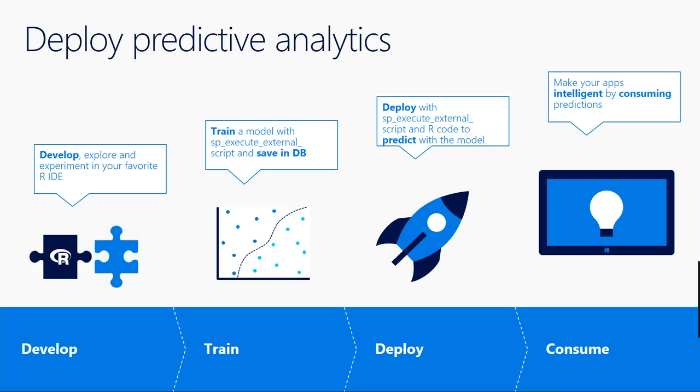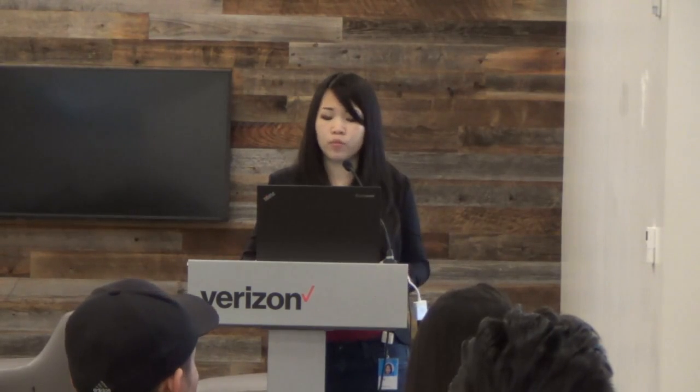Once you train the model, you can save that model inside SQL Server and then execute it using sp_execute_external_script. That's a new stored procedure available in SQL Server 2016 today. Then you can deploy the code with the prediction model and use sp_execute_external_script again to do the prediction. Once that's done, the application can just call that stored procedure like you would normally call a T-SQL stored procedure. Any questions so far?